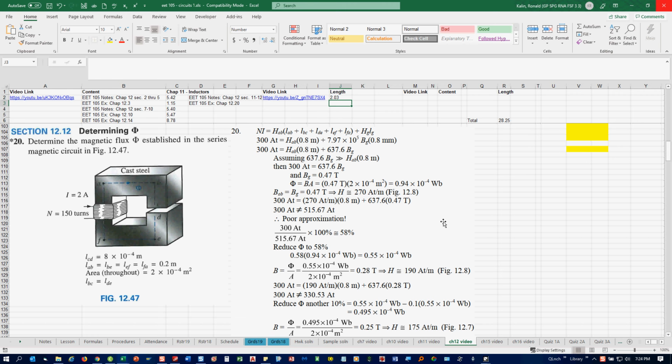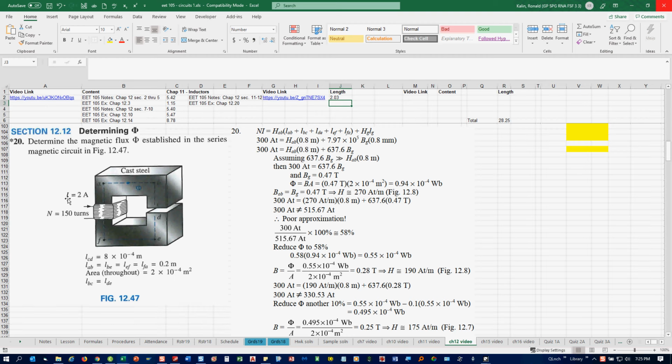EET105, Chapter 12, Section 12, Determining Phi. In the example, determine the magnetic flux Phi established in the series magnetic circuit shown below.